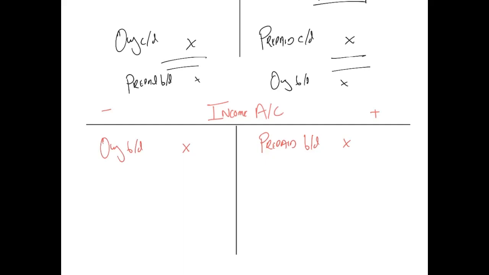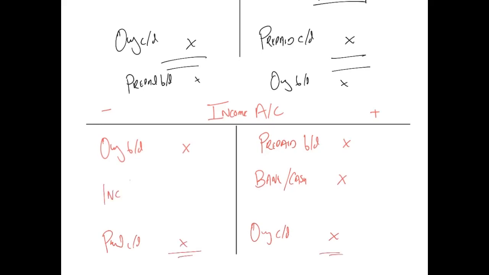And whatever we receive is bank cash, that goes on the credit side of the income account, or on the debit side of the bank account. Your owing carried down, since it's an asset, has to come here, and your prepaid carried down, since it's a liability, that comes here, and then you can find the income statement value from here. Okay, so these are the two accounts.